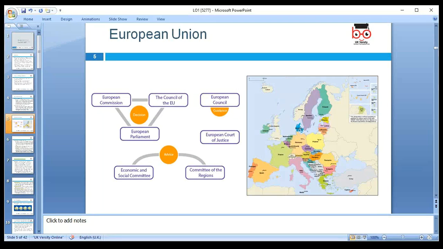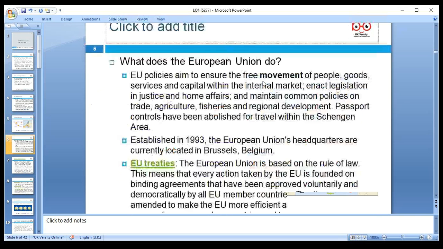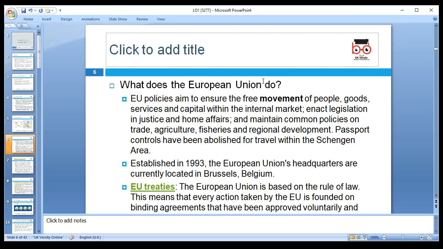Yes, so we can look at the institutions: the European Commission, the Council of the European Union, then the European Council. They make their decisions alongside the European Parliament, then the European Court of Justice and the Economic and Social Committee, within the European Union.